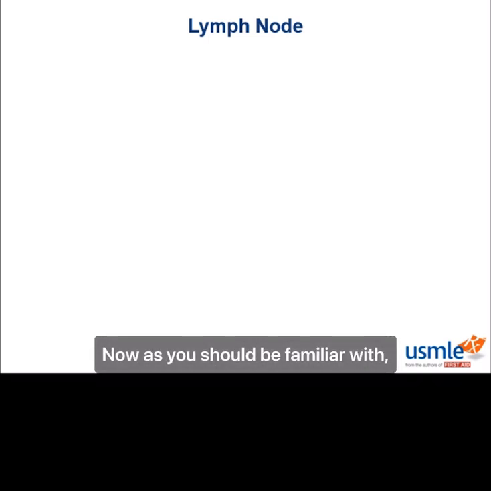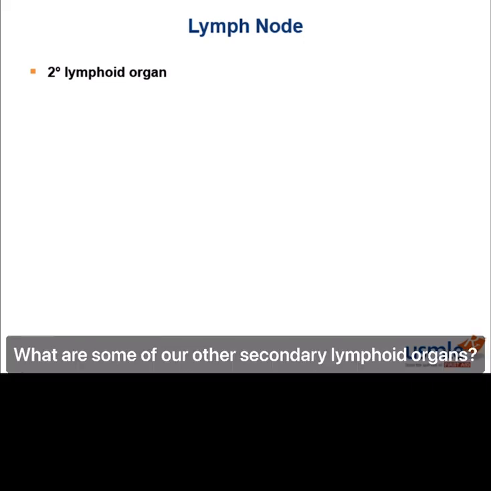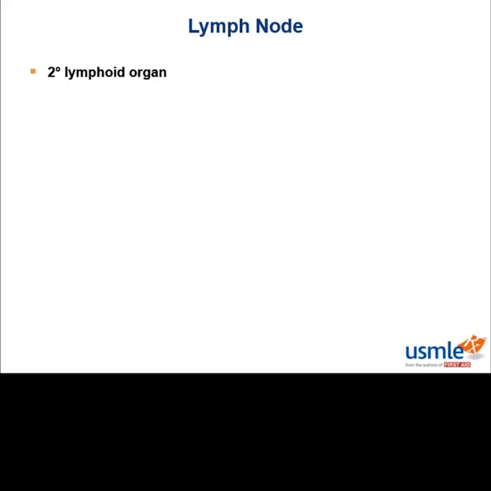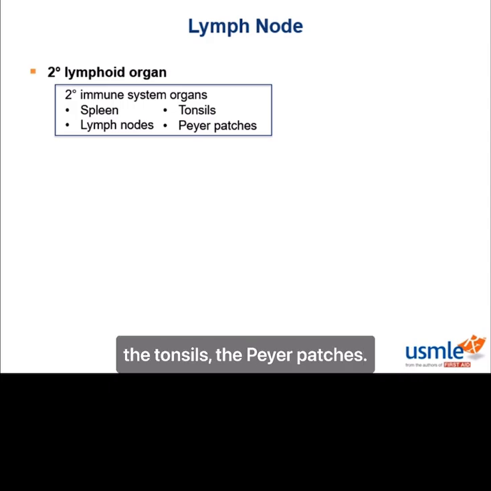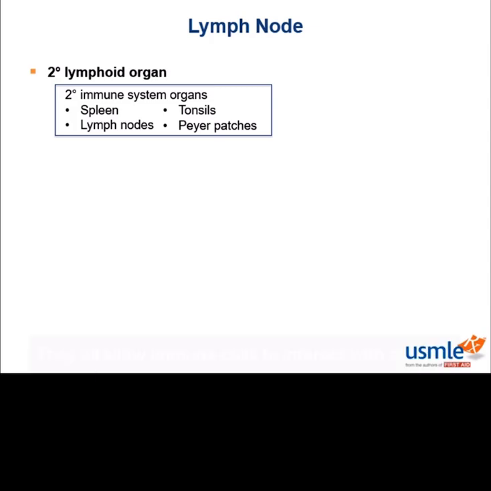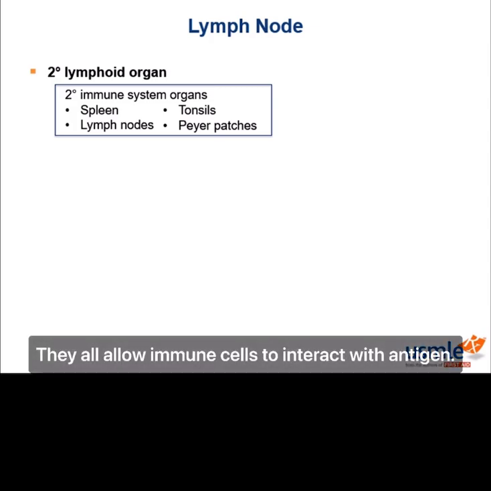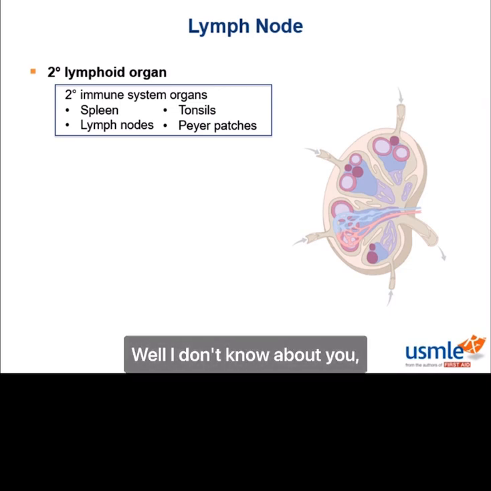Now, as you should be familiar with, the lymph node is one of our secondary immune system organs. What are some of our other secondary lymphoid organs? Yep, you're right if you said the spleen, the tonsils, the Peyer's patches, those are secondary immune system organs too. They all allow immune cells to interact with antigen. So here's a picture again of a lymph node. If the title on this slide didn't say lymph node, would you consider any other organ? Well, I don't know about you, but it sure looks like a kidney to me.